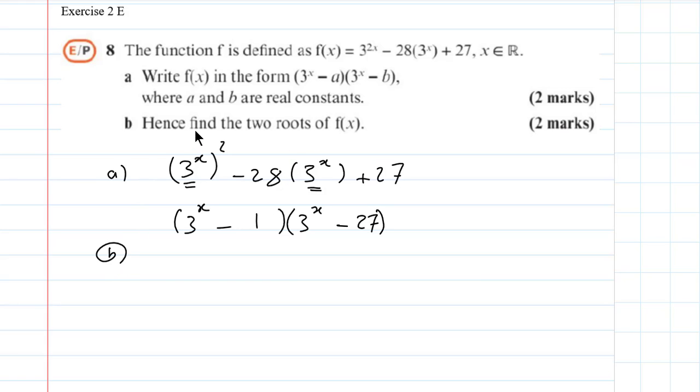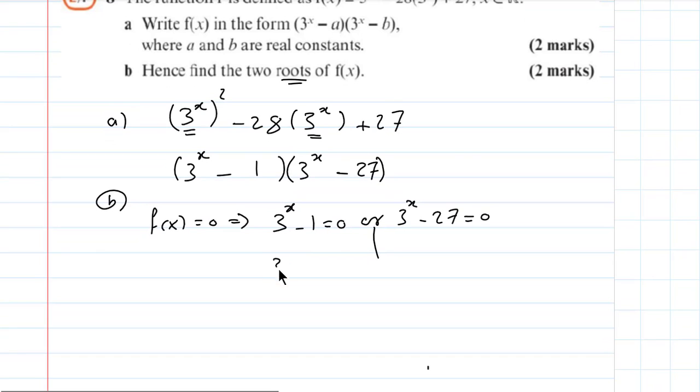For part B, the question said hence find the two roots of f of x. The means of roots equating f of x with 0. Okay, so for f of x equals 0, this means that either this bracket equals 0, 3 power x minus 1 equal 0, or 3 power x minus 27 equal 0. For the first case here, 3 power x equals 1, which means that x equals 0. For the second case, 3 power x equals 27, which is 3 power 3, which means x equals 3.